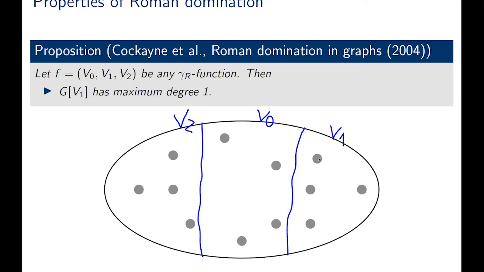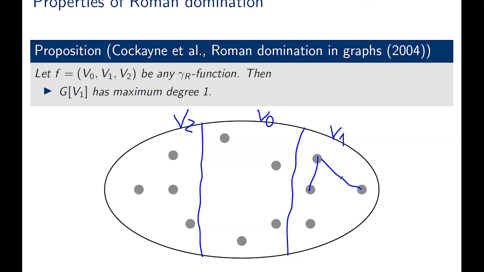So suppose it is not true. Suppose that there is a vertex which has 2 or more neighbors in V1. So it looks like that. So every such vertex has assigned ones, meaning that there are soldiers, one troop of soldiers in every such place. But again, if this is the case, we can find a Roman dominating function with smaller weight. How can we do this?